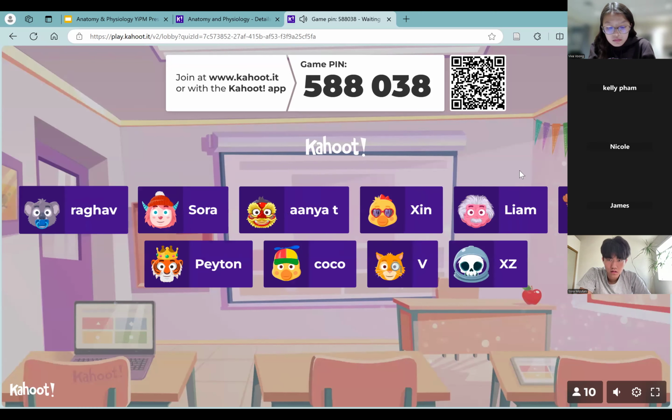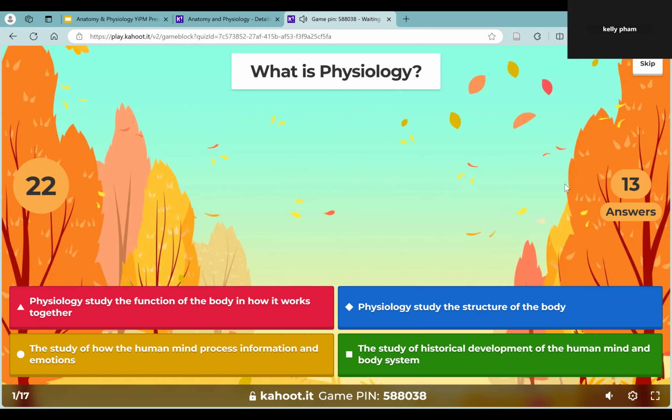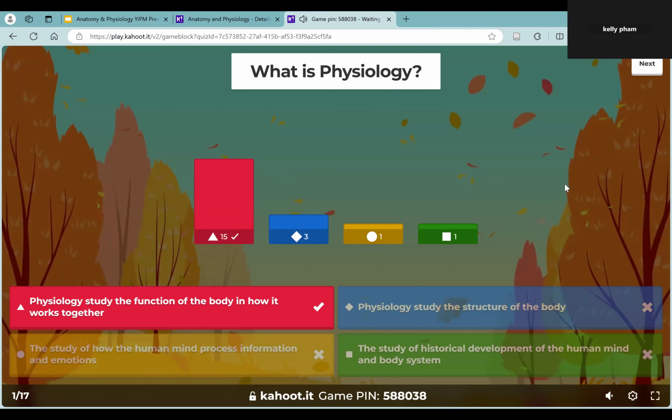What is physiology? So the first question is, what is physiology? Physiology is the study of the function of the body and how it works together, like how it functions.